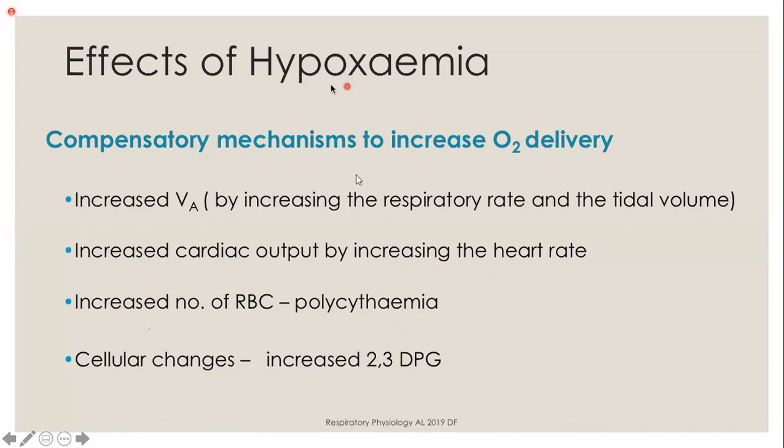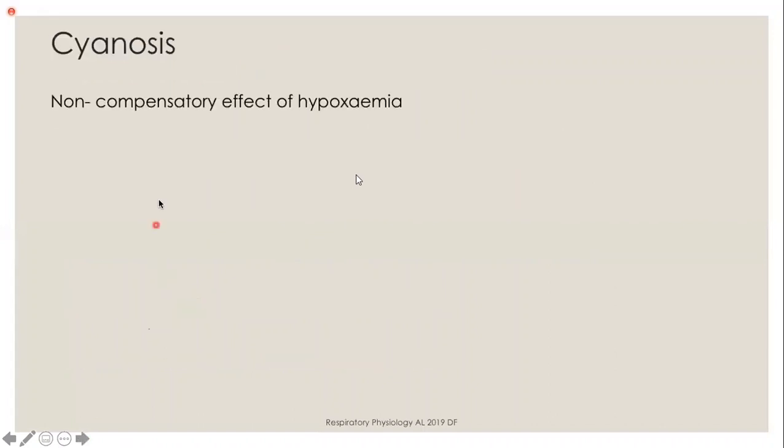And when the hypoxia is prolonged, there will be erythropoietin secretion, and there will be increased number of red cells, which leads to polycythemia. And prolonged hypoxemia also will cause cellular changes such as increased 2,3-DPG. And all these are compensatory mechanisms to increase oxygen delivery to tissues. But there are some non-compensatory effects also. One is cyanosis.